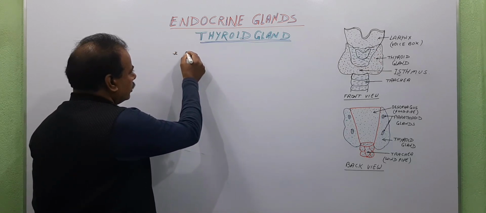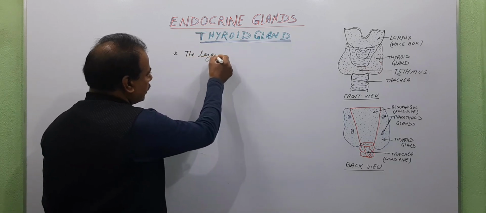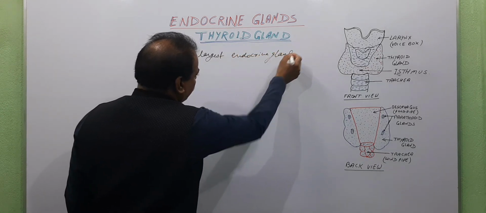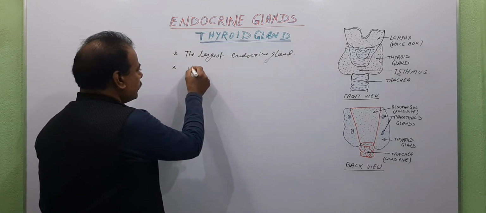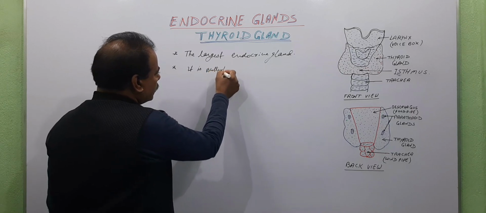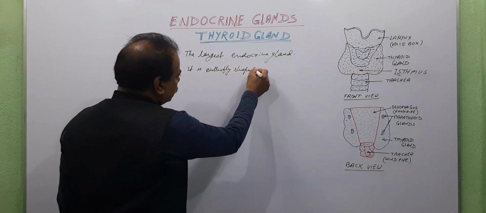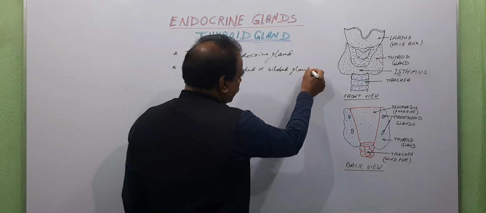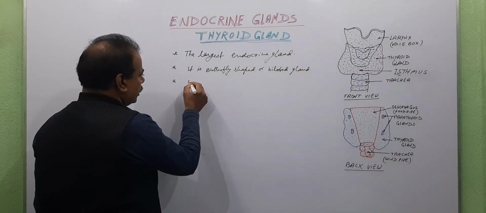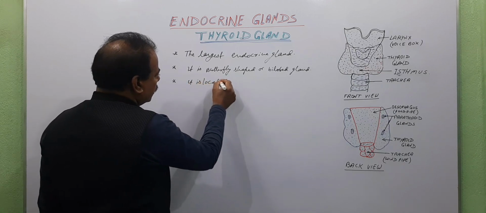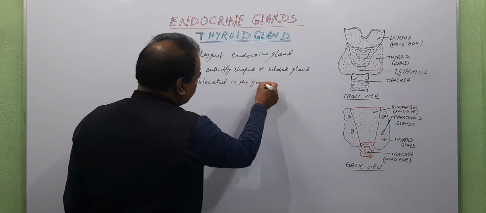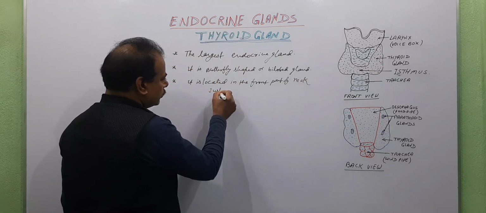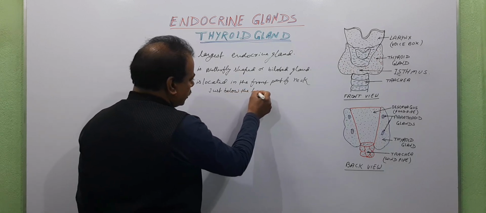It is the largest endocrine gland and it is butterfly shaped or bilobed gland. It is located in the front part of neck, just below the larynx.